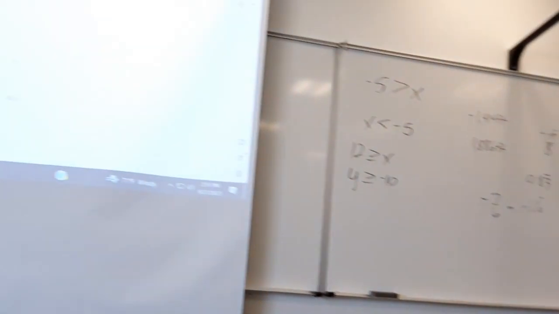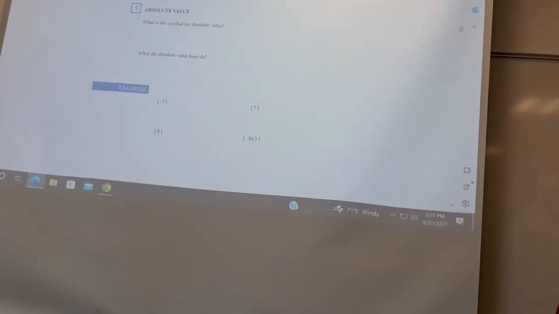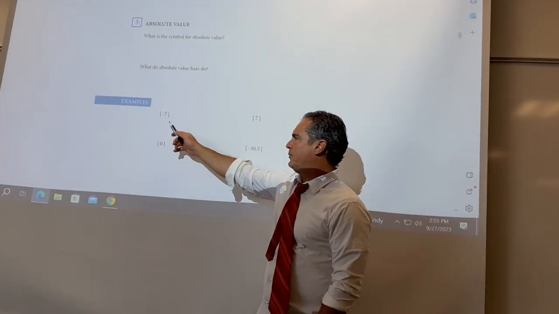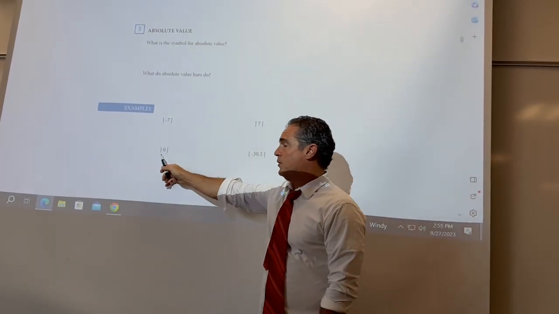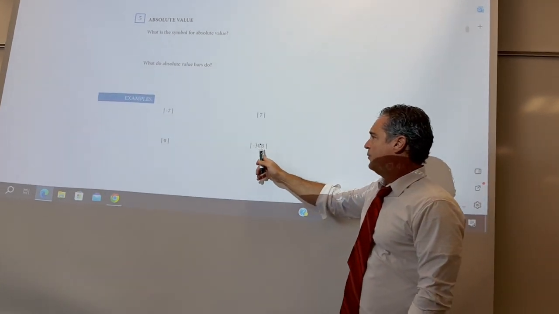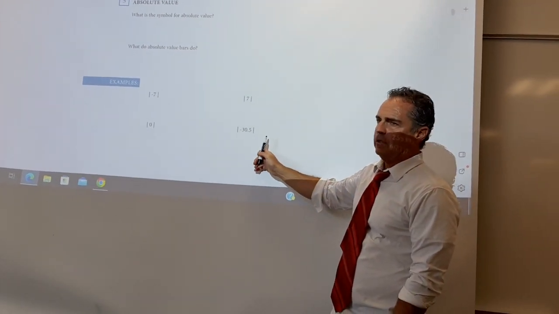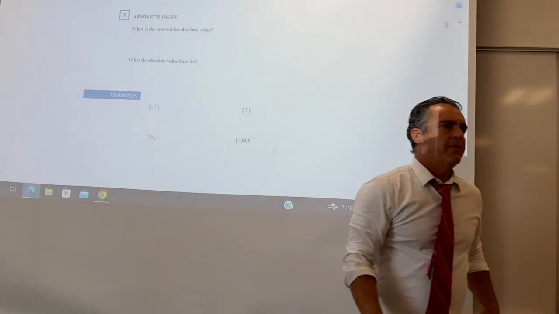All right, so let's quickly do these 4 problems. I'm not going to write anything on the board. You guys are going to do this. We did this already. Absolute value of negative 7 equals? 7. Absolute value of 7 equals? 7. Absolute value of 0 equals? 0. Absolute value of negative 30.5 is 30.5. Okay, that is everything.